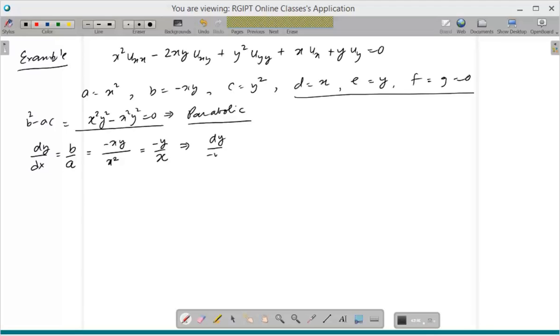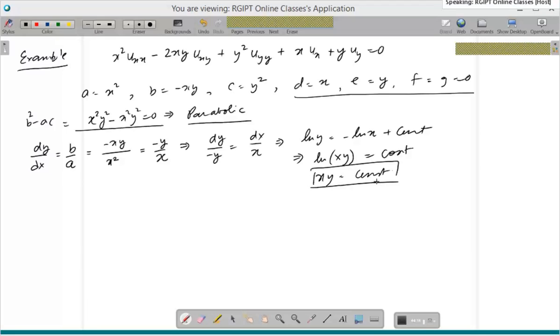Dy by minus y equals dx by x. That is going to give us minus ln y equals minus ln x plus some constant. That will give me ln of xy equal to a constant, or xy is constant.